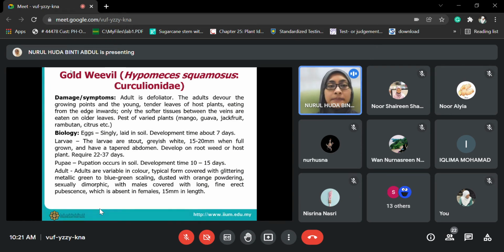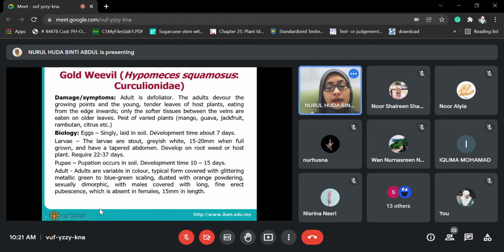Okay, especially the young part, like young shoot or tender leaf, and they usually eat from the edge inward. Maksudnya dari tepi daun and then makan sampai ke tengah dia punya vein. Only the softer tissue between the veins is eaten on the older leaf. So meaning that sometimes they also eat on the older leaf. It's just that you can imagine in the area where yang kurang venation lah.